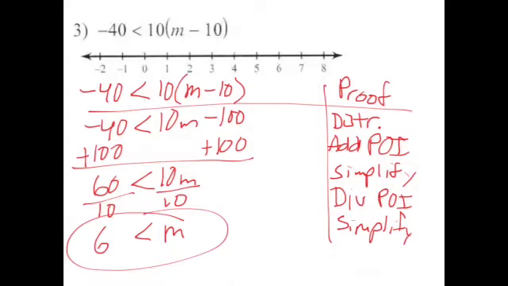So if you go to 6, you put your open circle there. You need to shade the side where all the m numbers are. Well, any number that's bigger than 6 would mean that 6 is less than it. So we're going to shade here to the right side.